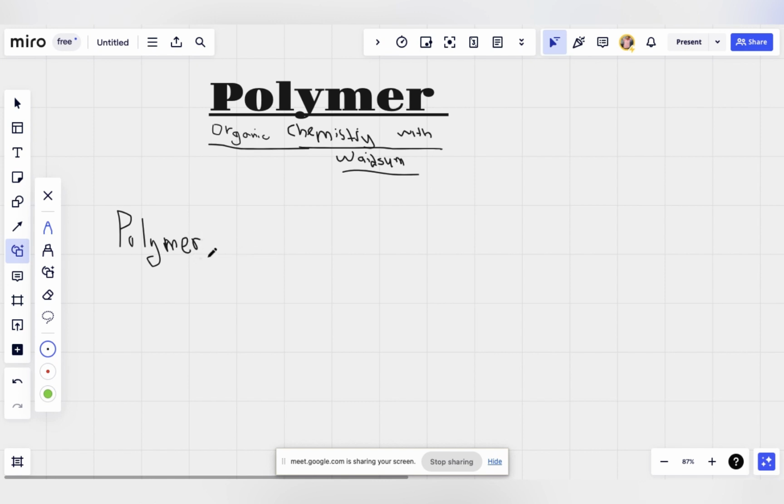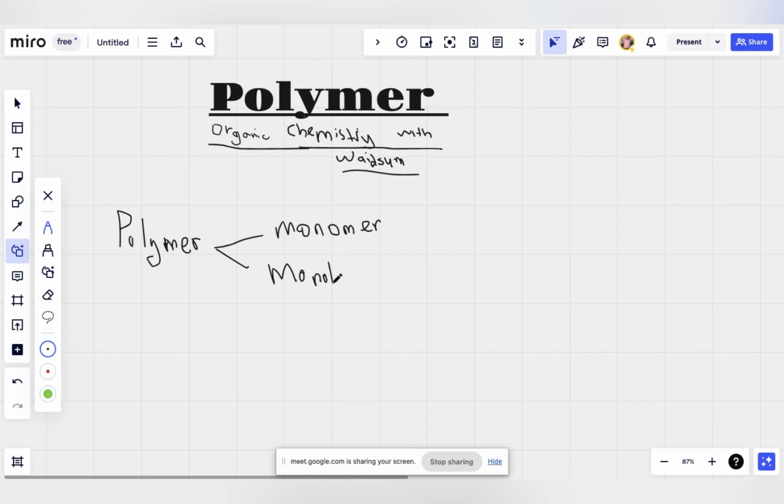So polymer means derived from many monomers. The small units are called monomers. Just the way you say amino acid for the smaller unit of protein, the small unit for polymer is called monomers. Now many monomers combine together to form what? To form what is called a polymer.